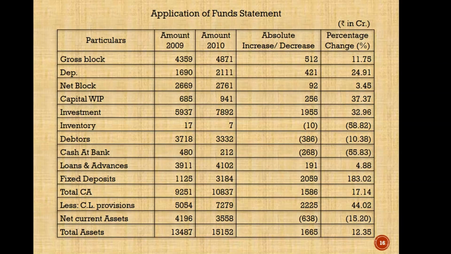So there are certain figures which show brackets, that means a decrease in the amount invested in that particular asset. So this is the application of funds statement.